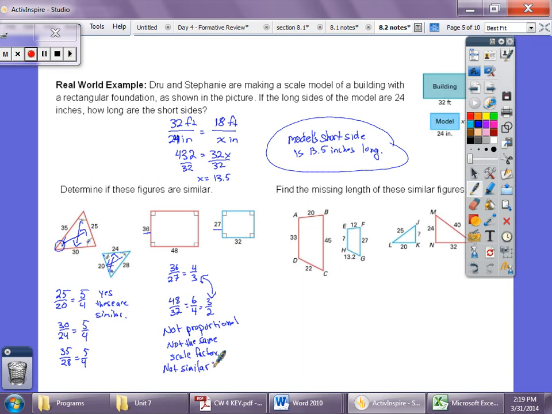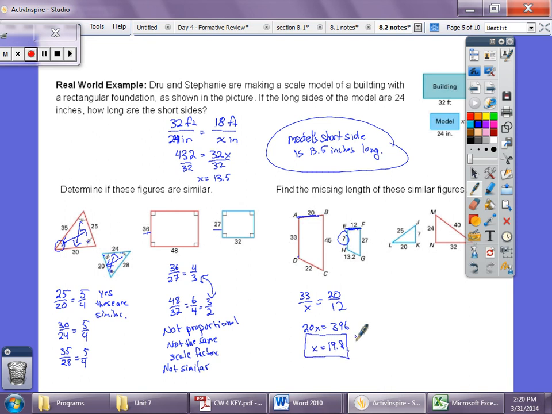And if we look at the last two, find the missing length. So this is my x, so AD and EH, so 33 over x, and I have 20 and 12, so 20 over 12. Since they're similar, I can set up my proportion. If you cross multiply, this is going to be 20x equals 396, divided by 20, and x is going to equal 19.8.